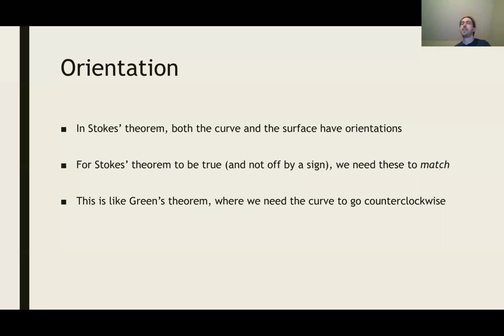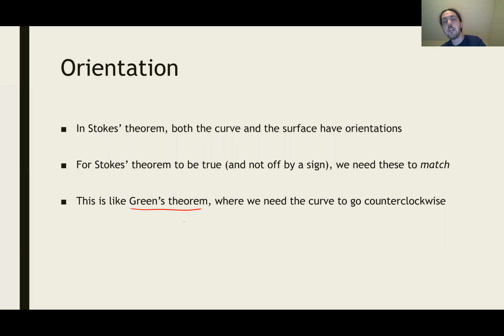Let's talk about orientation. Orientation for Stokes's theorem is kind of important to remember. When we write down our curve that we're going to do a line integral over, and when we write down our surface that we write a two-dimensional integral over, both of those have orientations. The curve has a direction that it's traveling, and the surface has a normal vector that tells us what's up and what's down. And for Stokes's theorem to be true, we need those to match in a particular way.